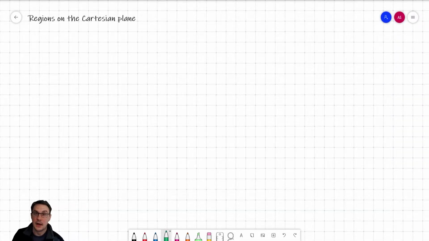Hey, amazing people. Today we're going to look at regions on the Cartesian plane. In particular, we're going to be looking at inequalities which we can graph on a Cartesian plane.